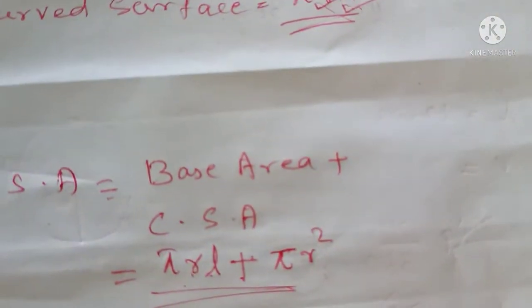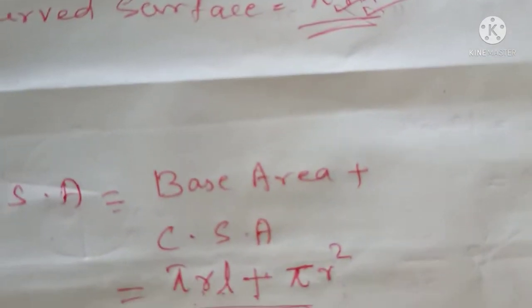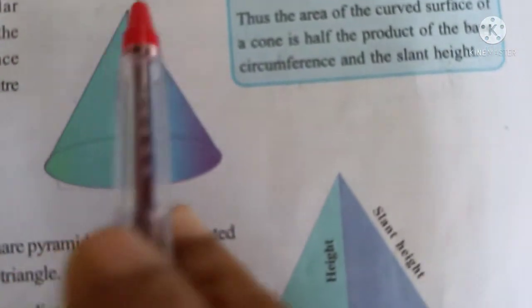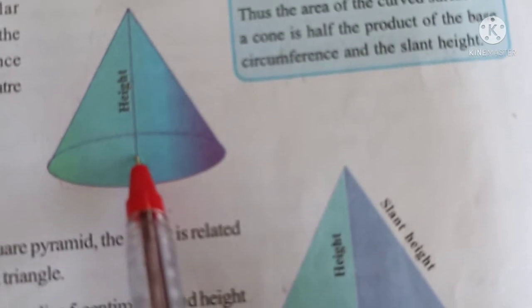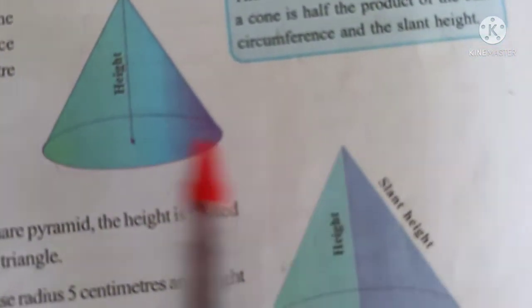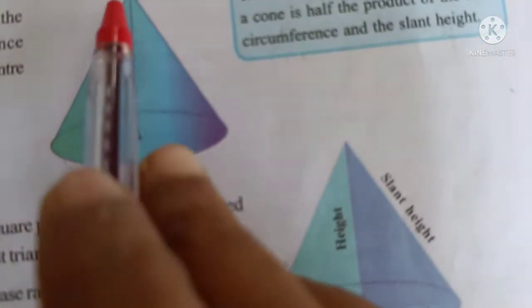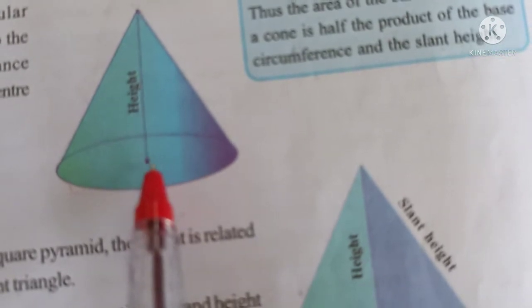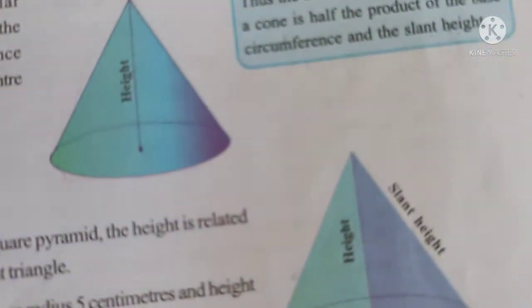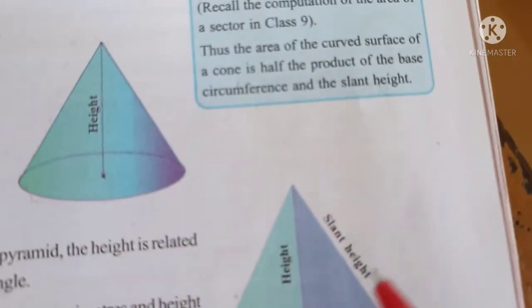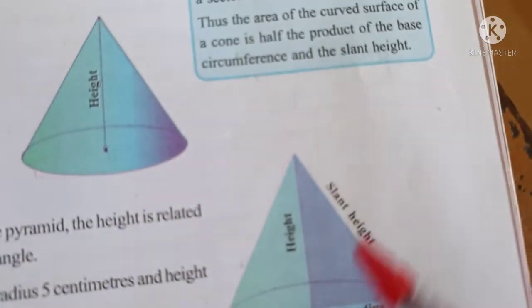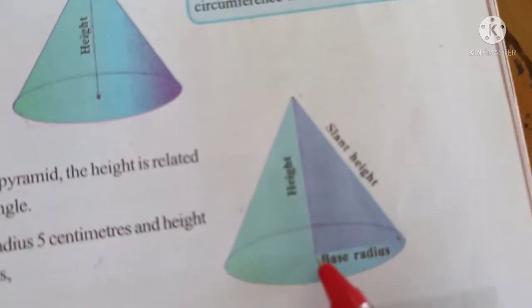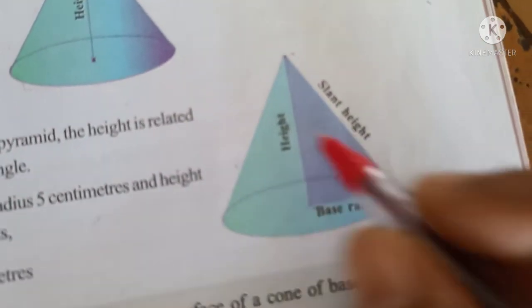Okay, now we are going to find out the relation between height, slant height and base radius of a cone. Here you can see a figure. What do we mean by height? Height is the distance between the apex of the cone and the center of the base circle. If we join this, this is the height of the cone, this one is the slant height of the cone, and this is the base radius.